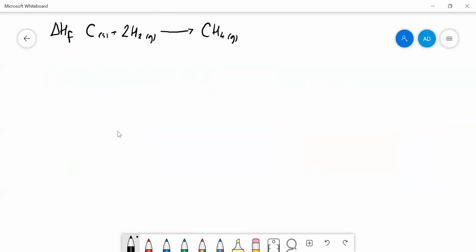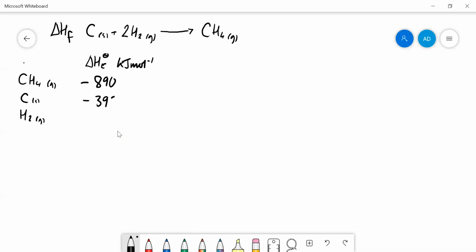And the data they give us, well, they give us delta H combustion data. So they give us methane, carbon and H2. Delta H combustion standard, in kilojoules per mole. For methane, it's minus 890 kilojoules. For carbon, it's minus 393. And for hydrogen, it's minus 286.